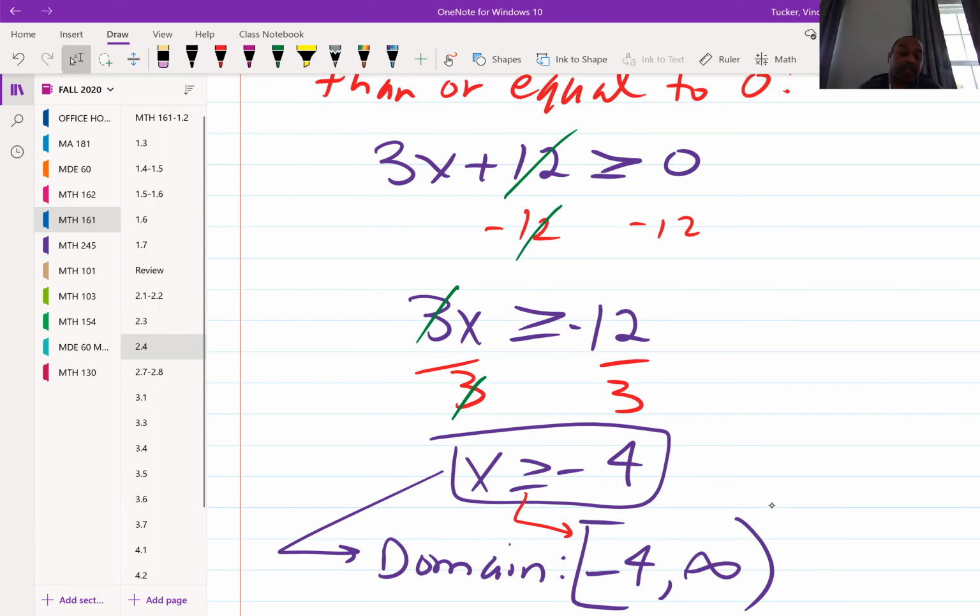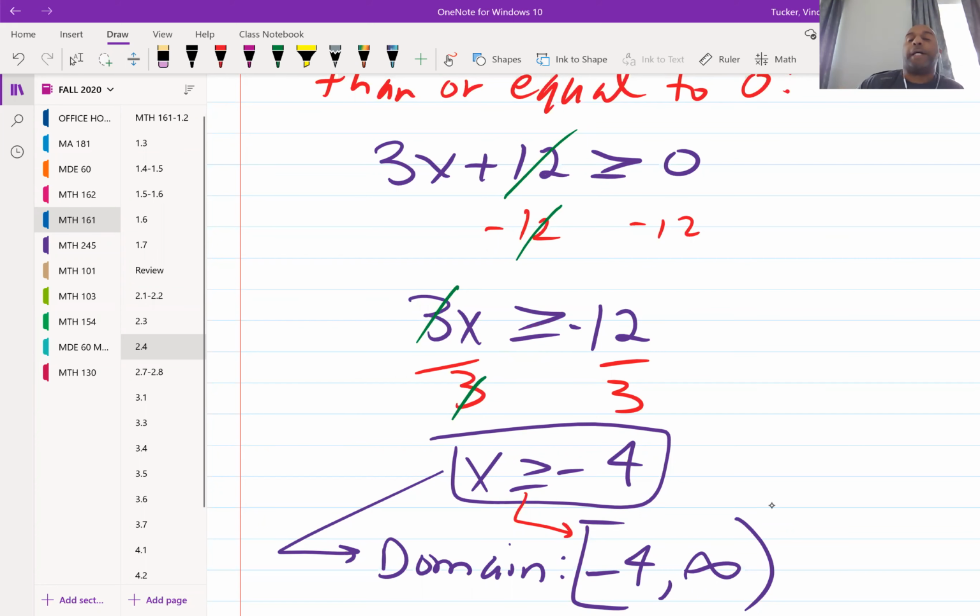Notice I use a bracket this time because we're talking about or equal to. We can use that -4 because it's okay for it to be equal to 0. Before, it was not okay for my denominator to be equal to 0. Here, it is okay for what's under the radical to be equal to 0 because the square root of 0 is 0. So that's fine. We use the bracket when you're talking about or equal to.